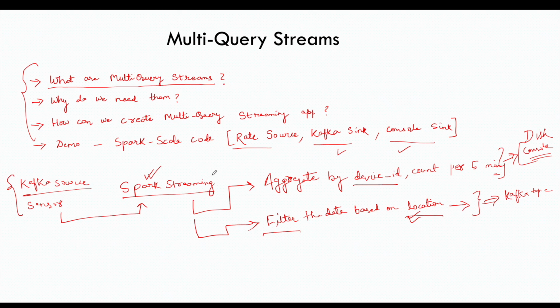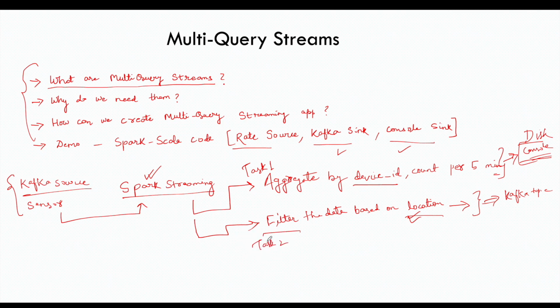Our first task is to aggregate by device ID and generate the count per 5 minutes, and you can write that data to either disk or the console based on the given requirement. So this is your task number 1. Now the same set of data that we are reading from this Kafka source can be used for another task, which is task number 2.